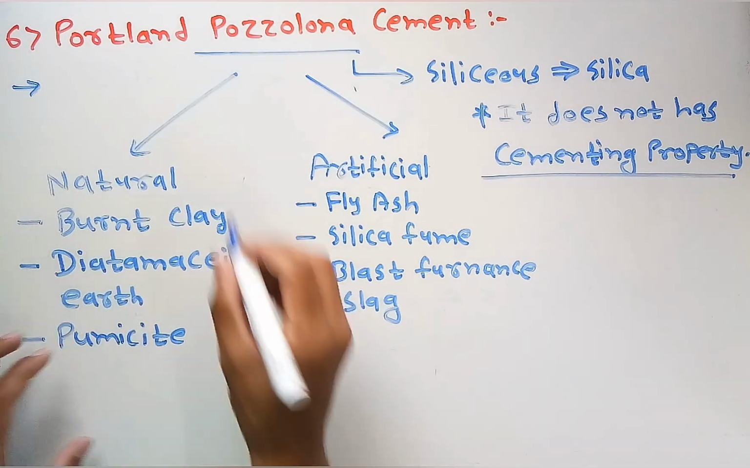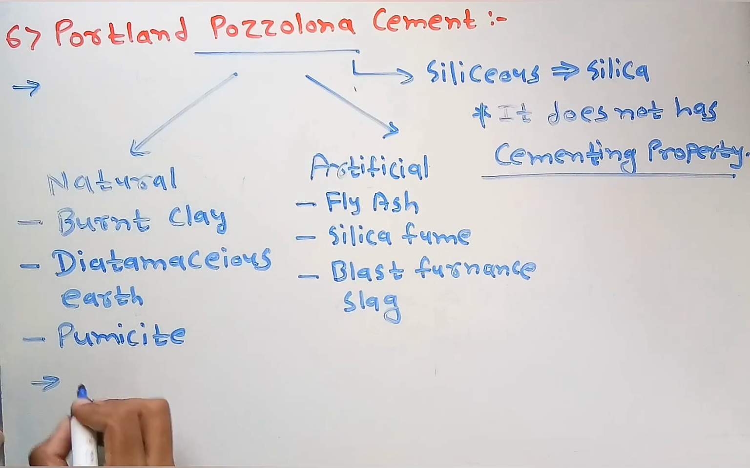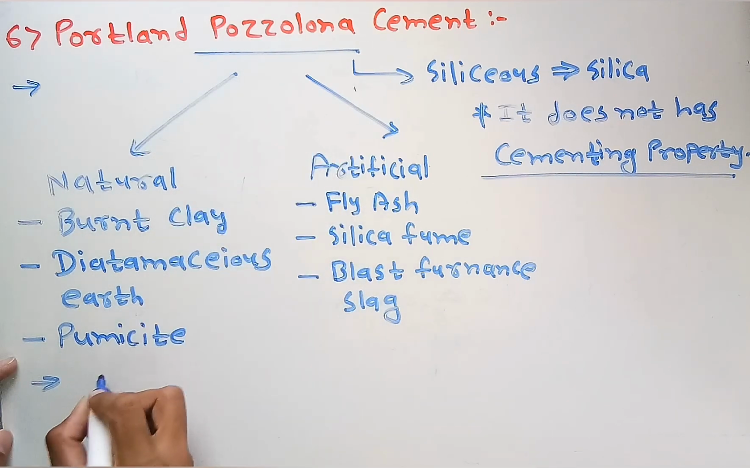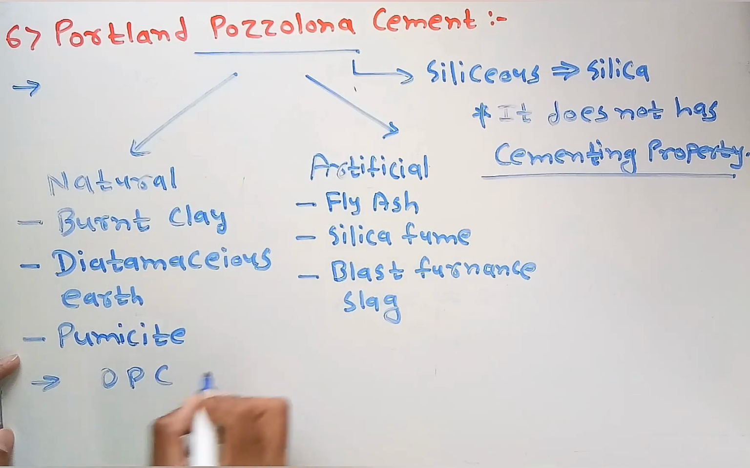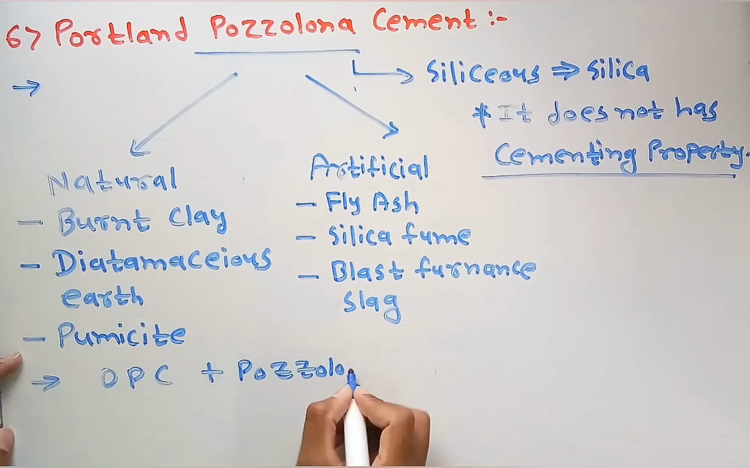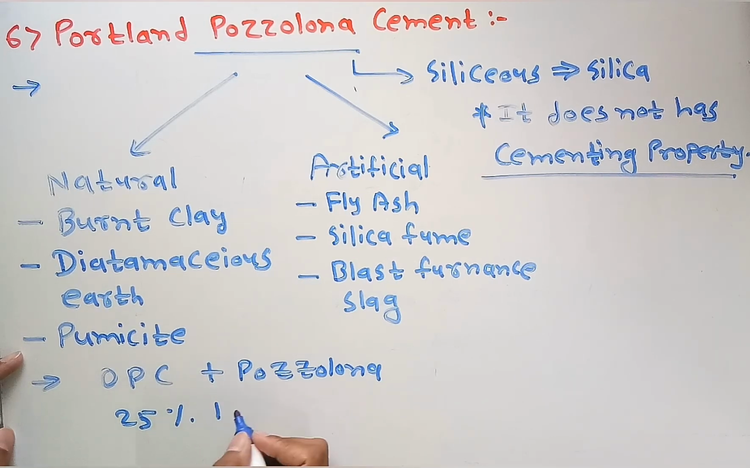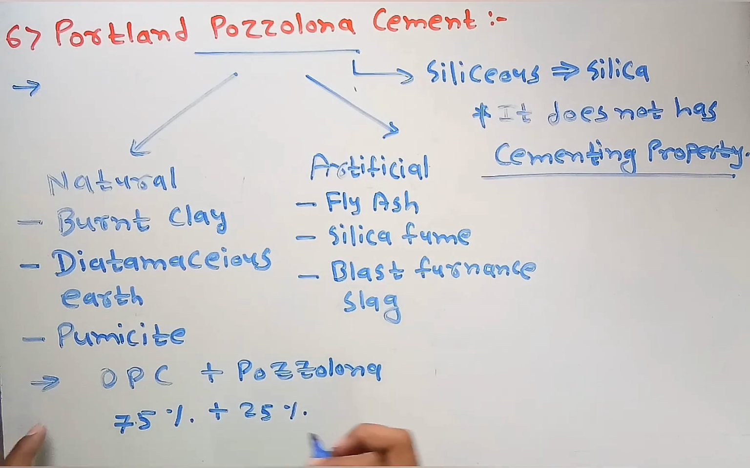Now we will see its composition. To manufacture Portland pozzolana cement, pozzolana is mixed with OPC. The exact percentage of OPC is around 75%, and the remaining 25% is the content of pozzolana, in the case of Portland pozzolana cement.